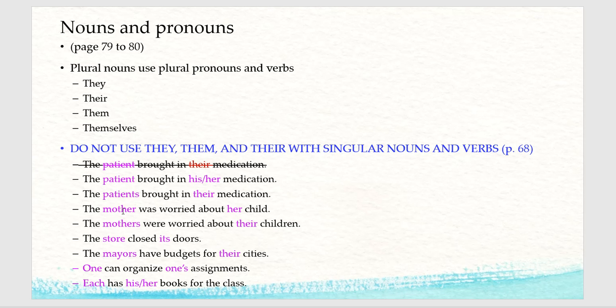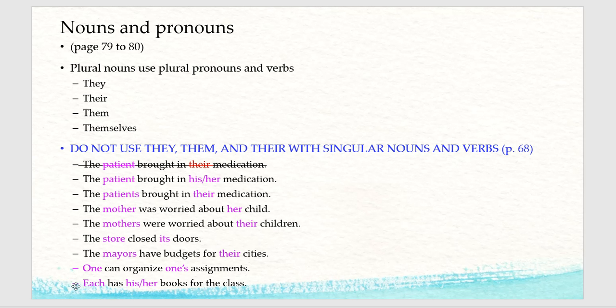Now here we happen to know the gender of the mother, so we can use "her." We don't have to say "his, her." But now we have more than one mother, so we can use "their." Store is singular, so it's going to use the pronoun for objects. But here I've got a plural subject, so I can use "their."